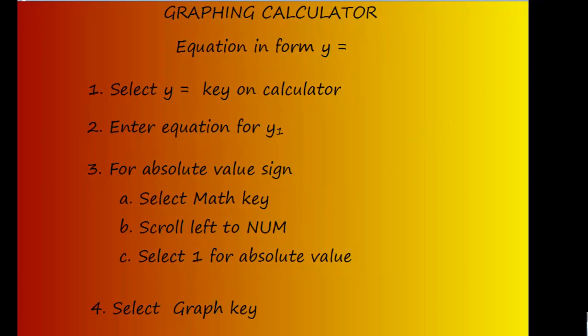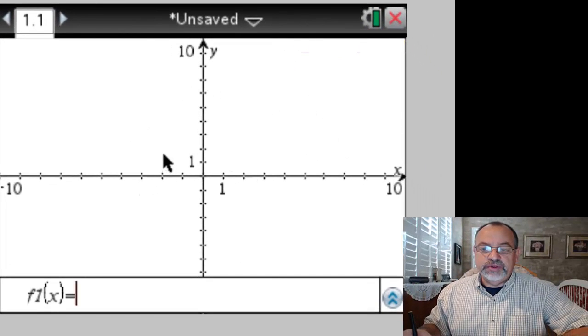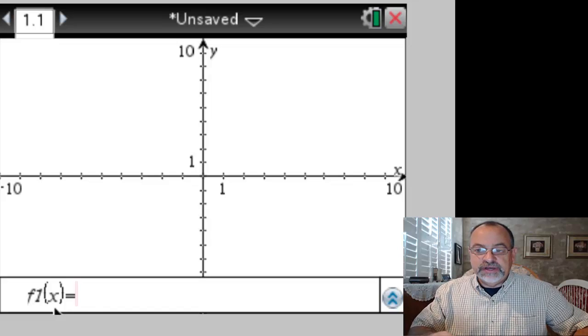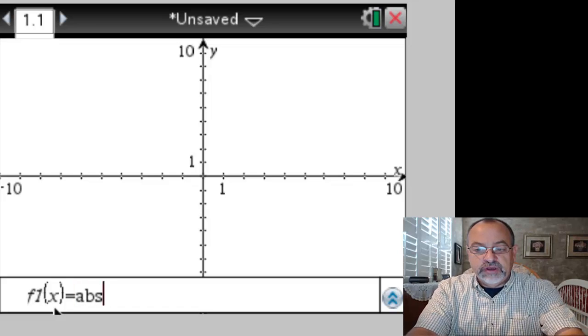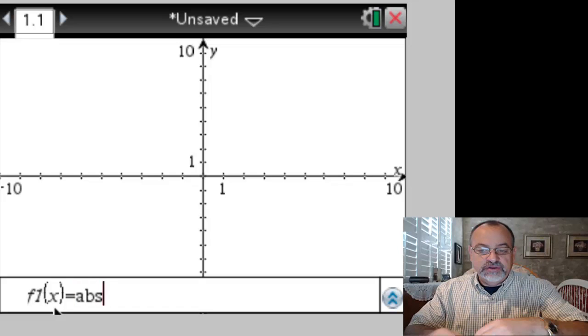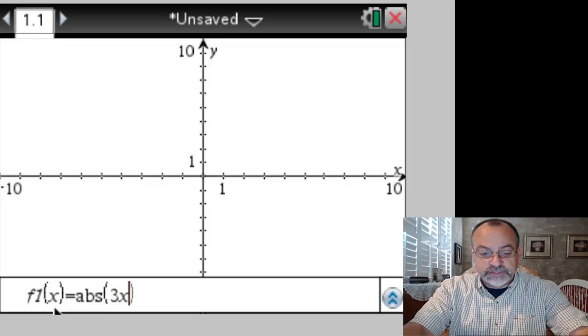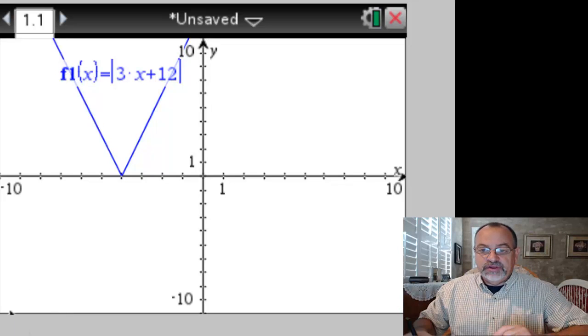Let me show you what that looks like. I have one on my computer here. You won't see this graph when you select the y equal key. You'll see something like this, where it'll say y sub 1 equal, and you'll have a list of 5 or 6 different lines where you could put equations. So we go ahead and enter in the absolute value. Our equation was absolute value of 3x plus 12. So you're going to enter in the absolute value key, and you'll get parentheses. I'll get this because mine's a little bit different. And then we're going to put in 3x plus 12. Then you just select the graph key, and you'll get a graph that looks like this.